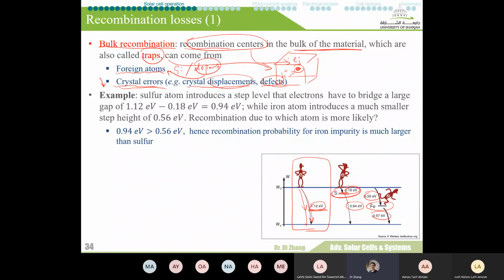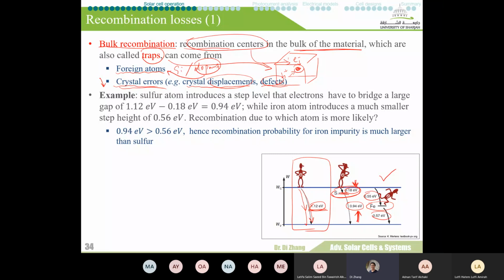So which atom will create more bulk recombination? Actually, it is the iron atoms. Again, we're talking about the energy difference versus the recombination probability. For this small step here, it's relatively easy for recombination to happen. However, if you think about the big gap here for the sulfur atom, the probability is quite low.